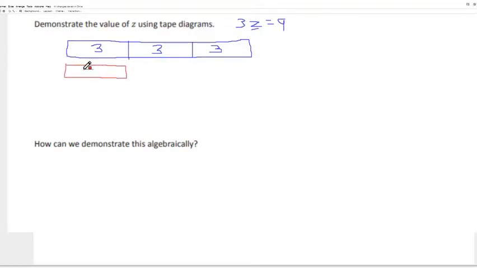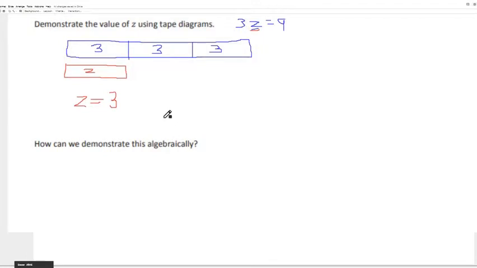So here is how we demonstrate what z is. Because z is 1, 3 z's give me 9. So if I had 3 z's, that would be 9. So this is how we would demonstrate it using a tape diagram, that z, once again, writing the solution, is equal to 3. All right, so that's using a tape diagram.